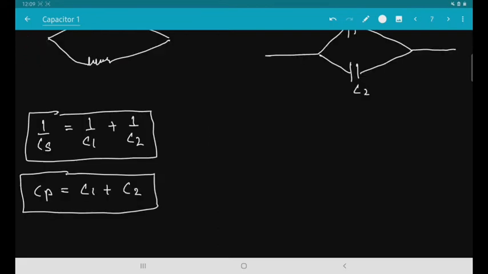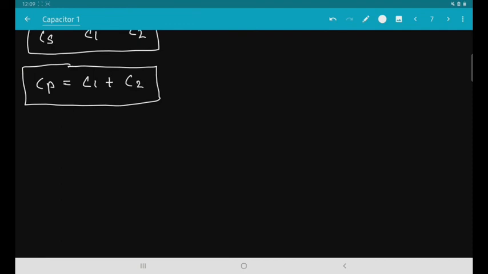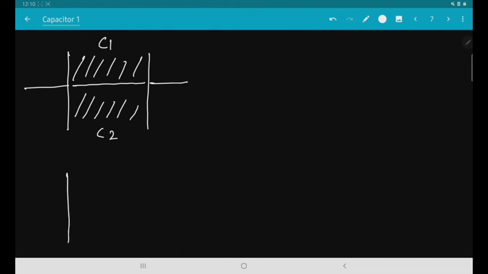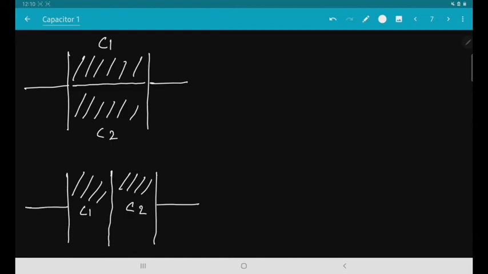Now one more way to identify whether the dielectrics are in series or parallel is this. We will be given these two plates, and maybe the upper part is with some capacitance C1 and the lower part is with a different capacitance, let us say C2. Or we could have this combination in which half the space is filled with C1 capacitance and the remaining half is filled with C2 capacitance. Now in this case, are they in series or in parallel?